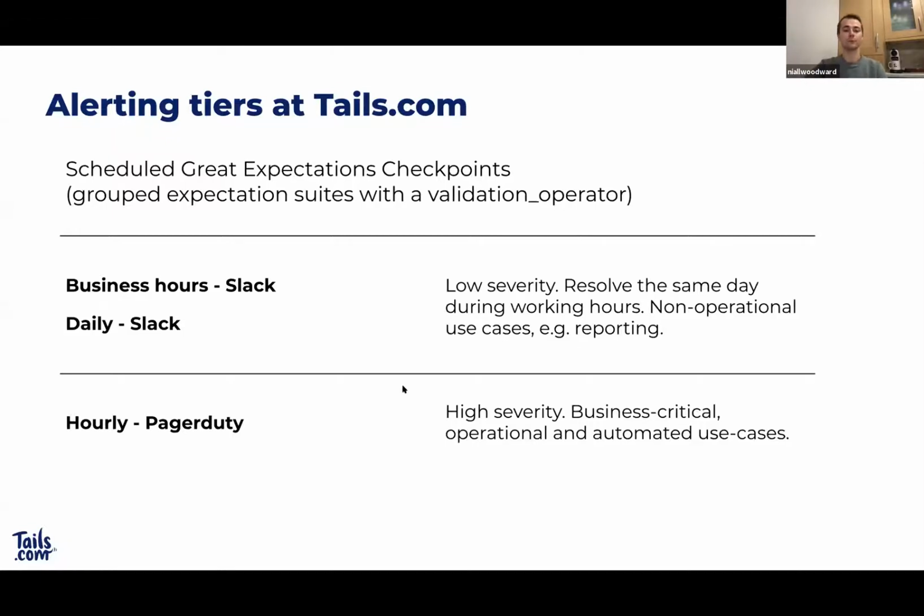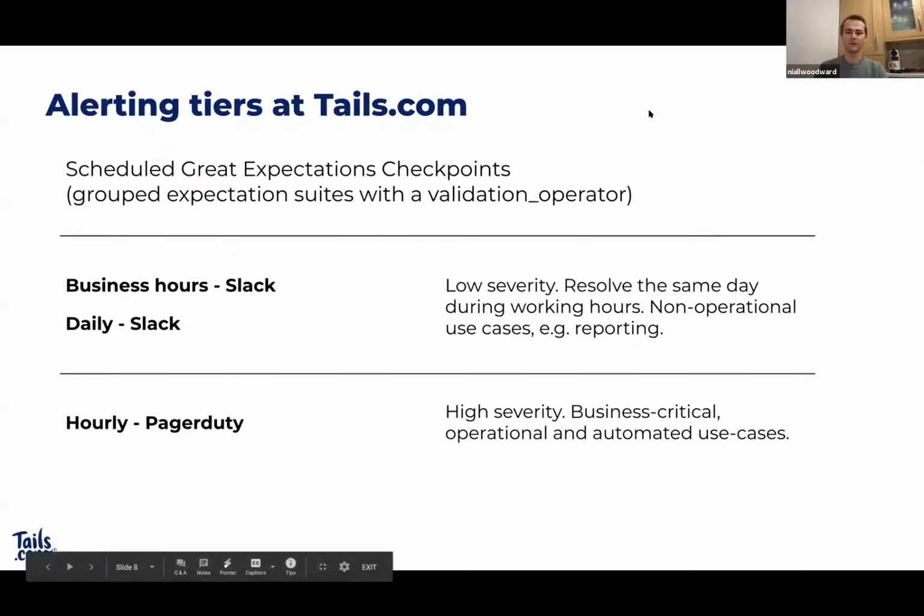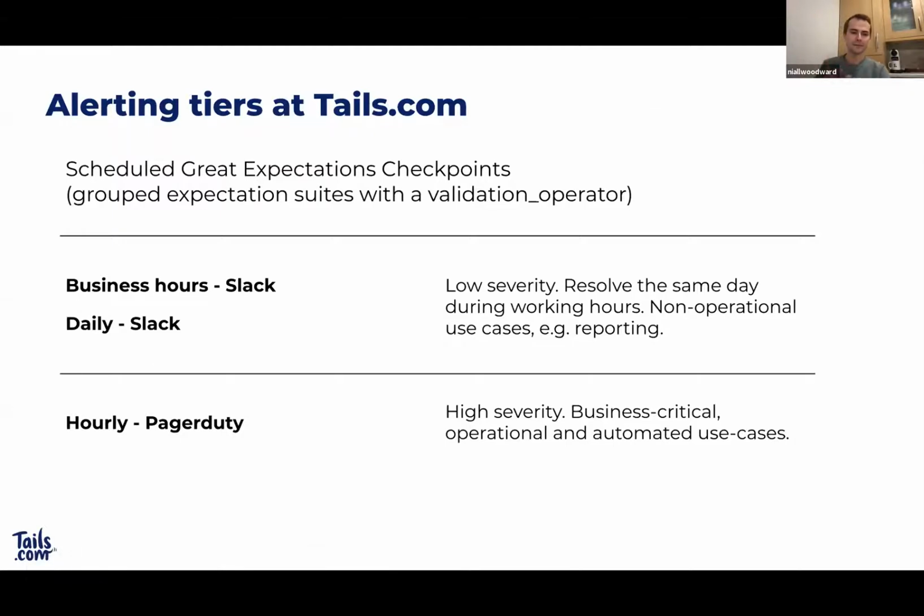And the way we've done this is with checkpoints, which aren't super documented, but they are basically a grouping of expectation suites with the corresponding validation operator, which is very Great Expectations terminology heavy. So if you're not sure what they are, go and take a look. It's basically a way of taking a group of expectation suites and matching them with an operator, which includes an alert. So we have a validation operator for Slack, and we have one for PagerDuty.